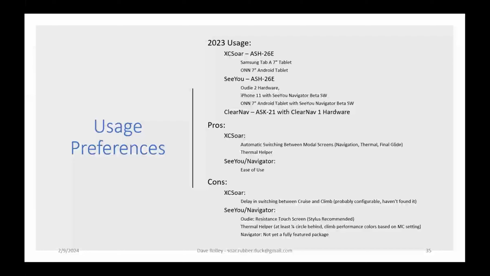XCSoar gives you automatic switching between cruise or navigation, thermal, and final glide. I liked the thermal helper in XCSoar. What I like about Navigator and, to some extent, SeeYouMobile is the ease of use. They're really easy to use. They have problems, the cons. There's a delay in switching between cruise and climb. I figured that's probably configurable, but I hadn't found it. Well, I finally found it, and yeah, it's configurable, so I can change how long it delays going from cruise to climb and then from climb back to cruise.